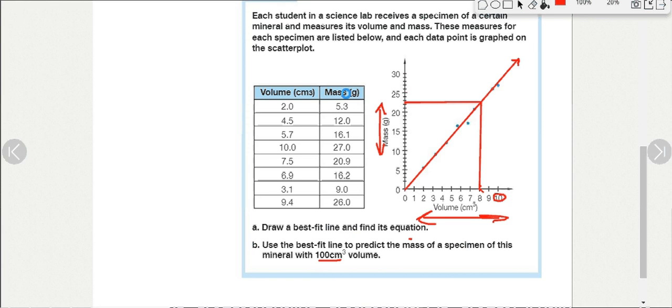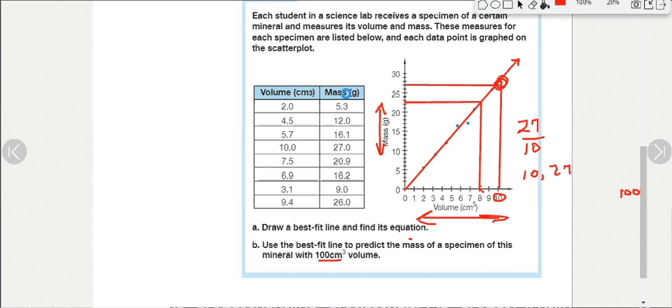They go one step further and they say, what if it was like 100, which I know this is not to scale, but way out here. How could we solve that? Well, if you think about it, if we can find what it is at 10, it looks like it's about 27 here. It's about 27 when the x is 10. So x is 10, y is 27.